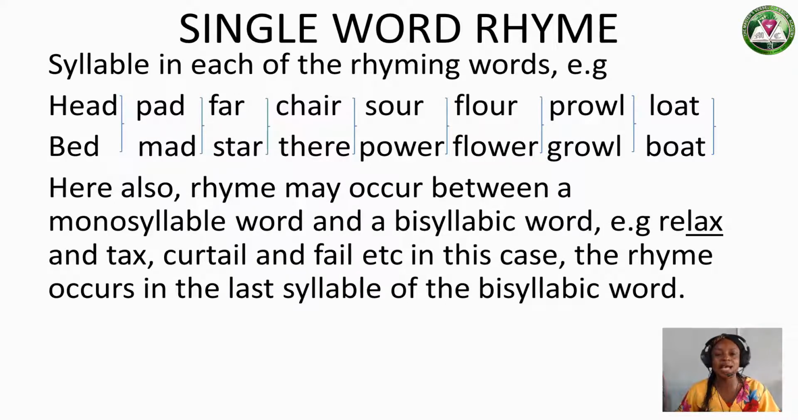Then we have curtail and fail. When you check your transcription or the dictionary, you discover that in curtail and fail, you have the same transcription, A-I-L and A-I-L in fail. So the only difference is that in the first syllable, we have a different transcription, and fail is just a monosyllabic word. So you can discover many other examples of a monosyllabic word rhyming with a bisyllabic word.